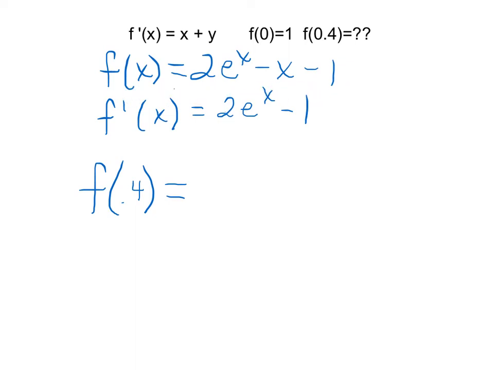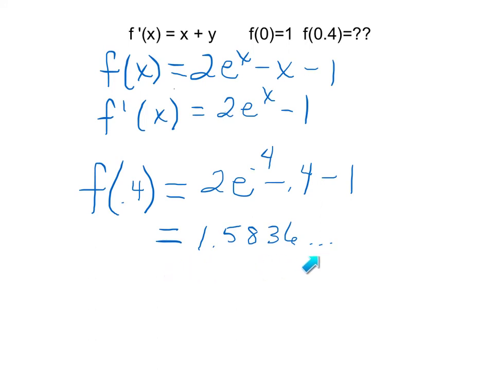And when you put 0.4 into your solution, we get 2e to the 0.4 minus 0.4 minus 1. And that equals 1.5836. And the decimals go on forever. And this value is higher than our two estimates. But our estimate using increments of 0.1 was closer than our estimate using increments of 0.2.